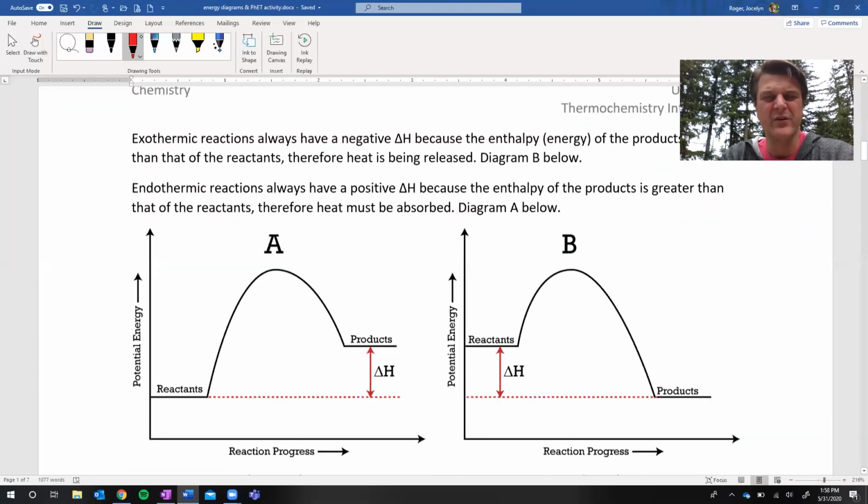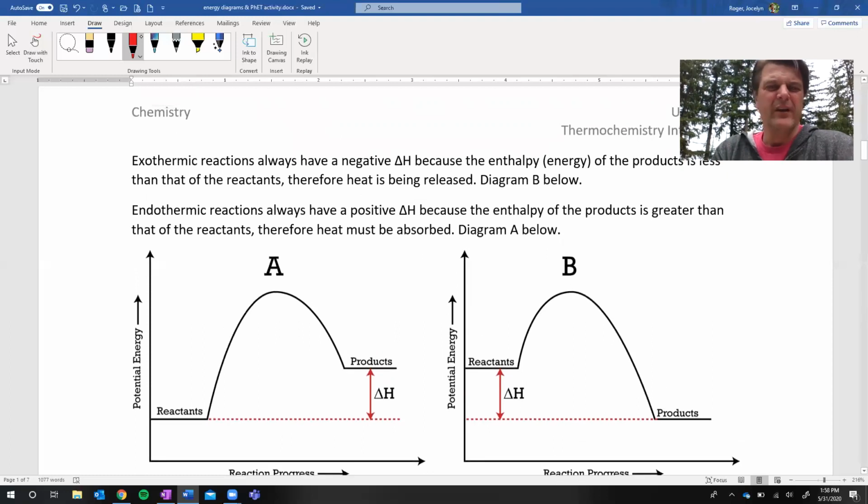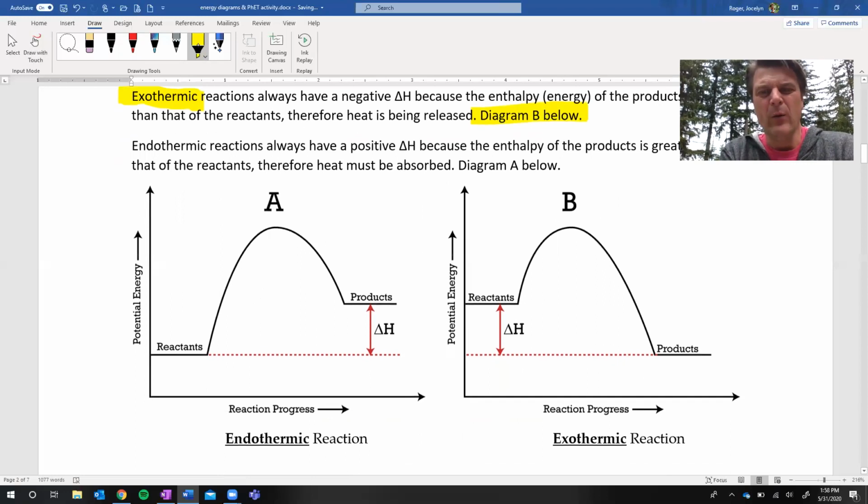So here are both scenarios again. An exothermic reaction, which is what we just saw, is represented in diagram B, where the reactants have more energy than the products. And when the reactants have more energy than the products, there's going to be a release of energy. The energy is going down, right? When you do products minus reactants, you're going to get a negative number.